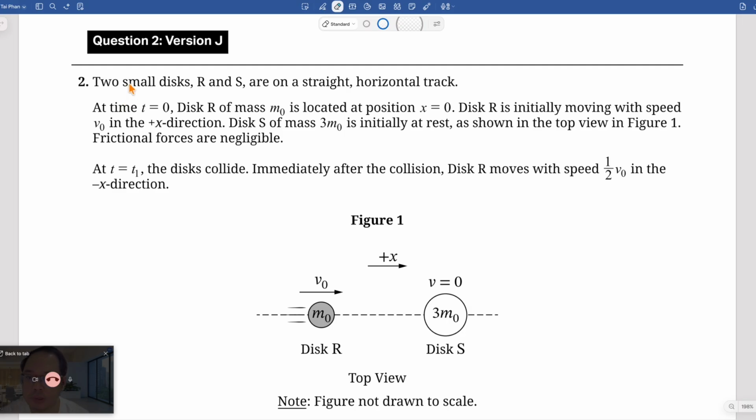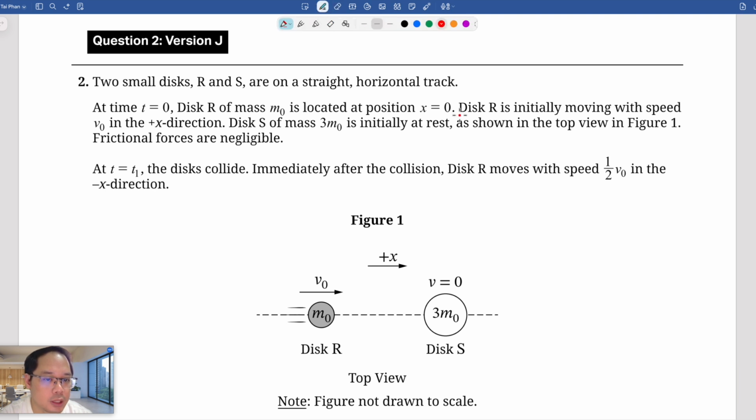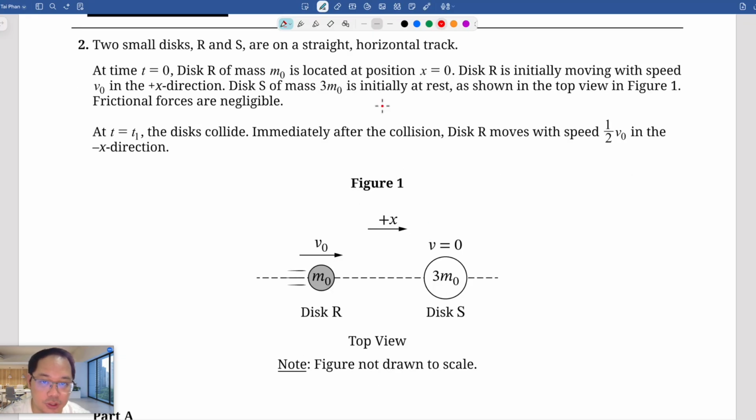Câu hỏi số 2. Two small disks R and S are on the straight horizontal track. At time t equals 0, disk R of mass m0 is located at the position x0. Disk R is initially moving with speed v0 in the positive x direction. Disk S of mass 3m0 is initially at rest, as shown in the top view in figure 1. Frictional forces are negligible. At t equals t1, the disks collide. Immediately after the collision, disk R moves with the speed 1/2 v0 in the negative x direction. As we have the figure here.